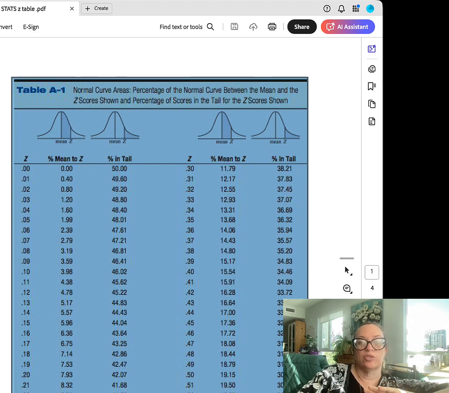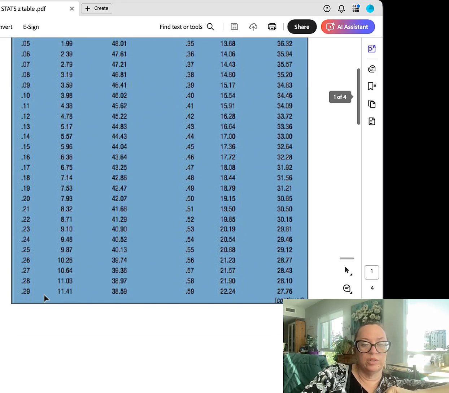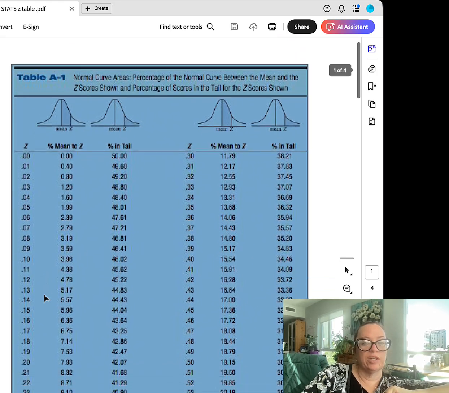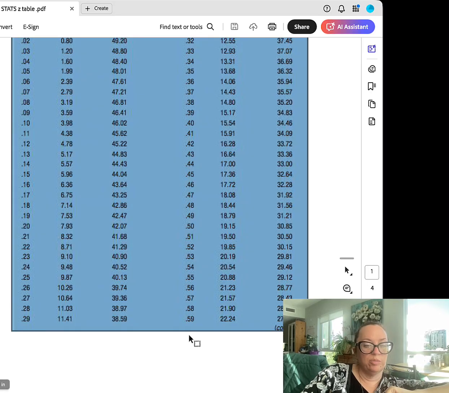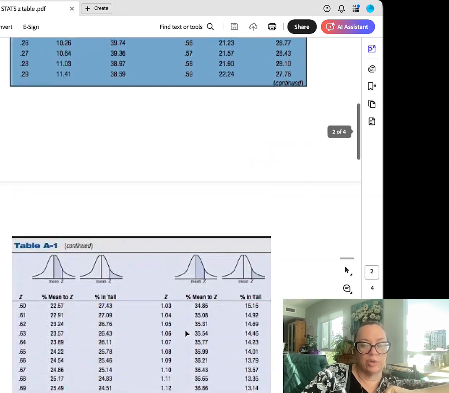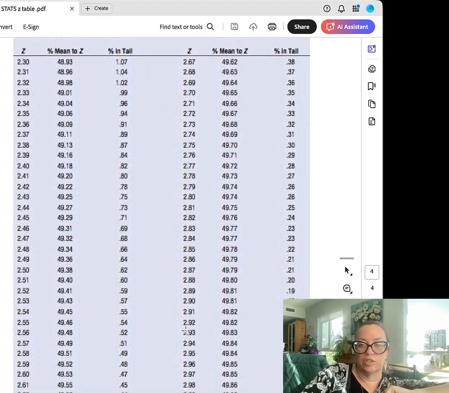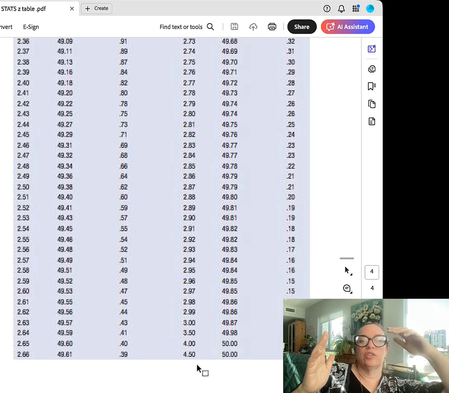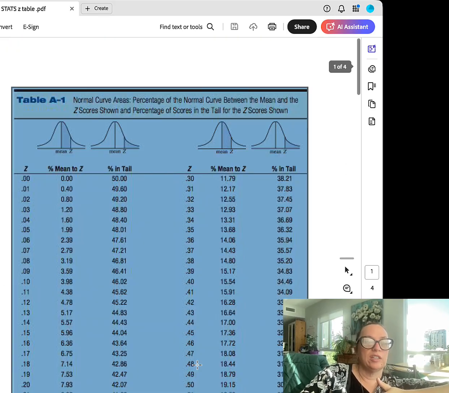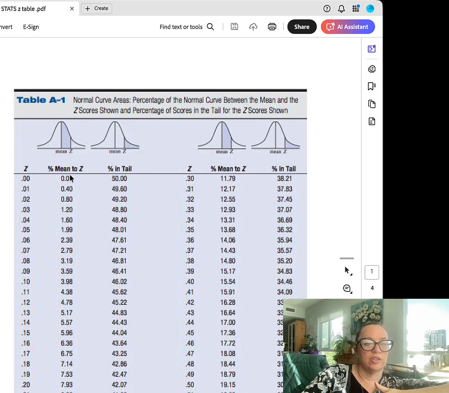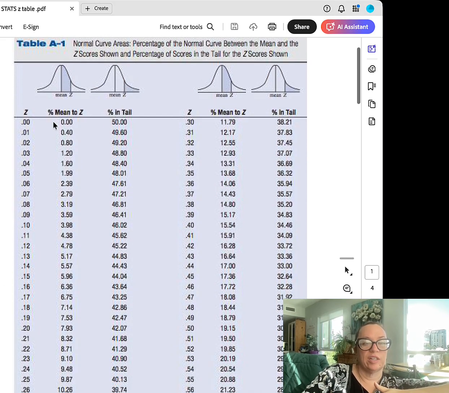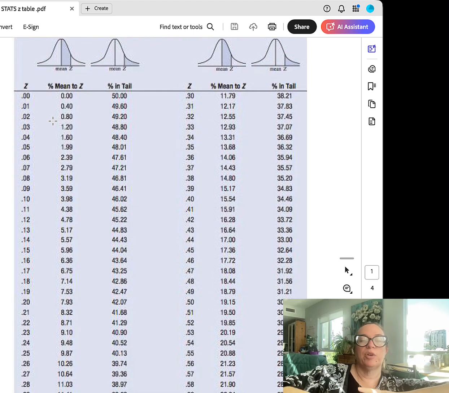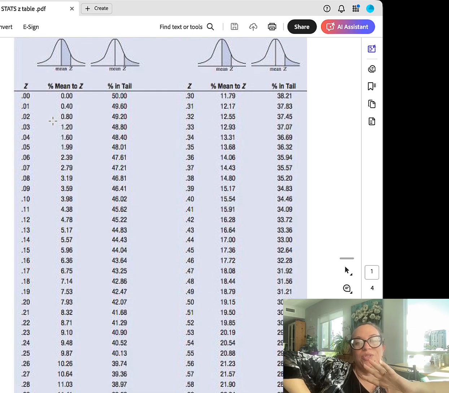This lists the z-scores from 0 all the way to, well, on this page, it only lists it to 0.59. No, wait, we have multiple pages, yeah. So it lists it all the way up to 4.5, okay? So these are the z-scores you're going to look up. The second column is labeled percentage, okay? Second and third column is the percentage, but the second column is the percent to z.